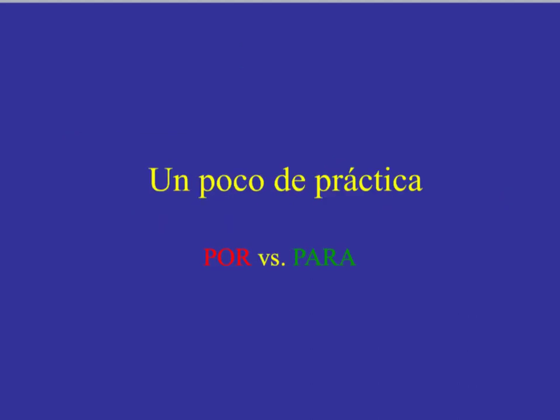Here's a little of your práctica, which you should do on your sheet of paper, 1 through 10. Write whether you would fill in the blank with por or para.